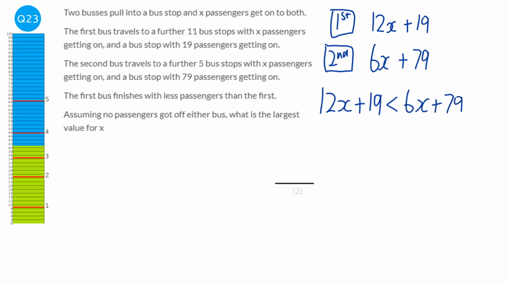Now all we need to do is solve that inequality. And we've got X on both sides, so we look at the X's. We've got 12X and 6X, so we always take away the smaller amount. So we're going to take away the 6X both sides.